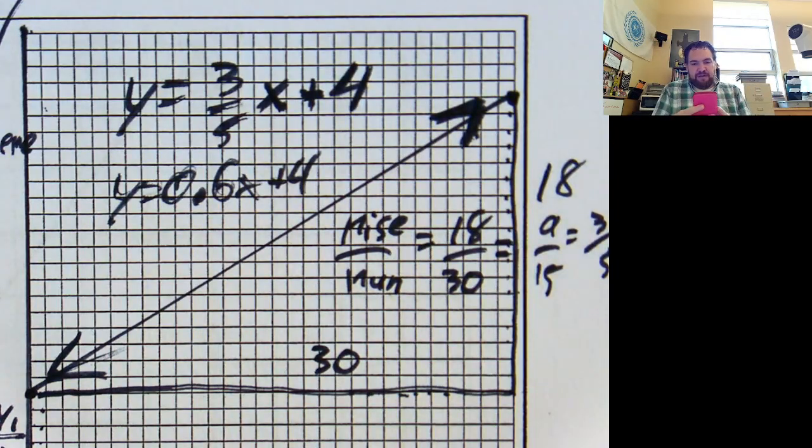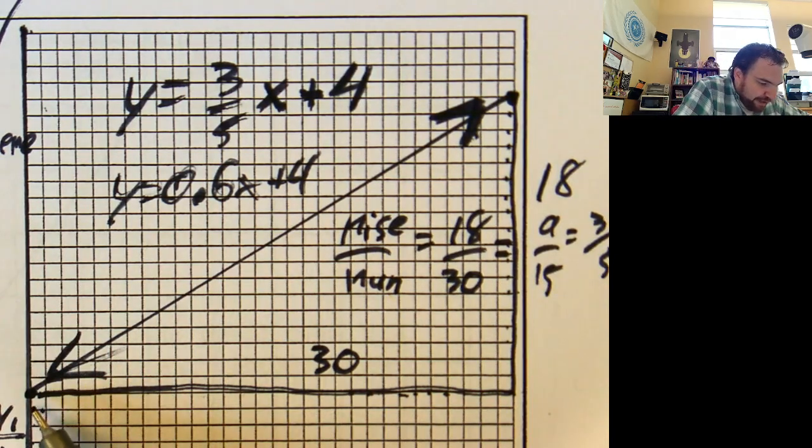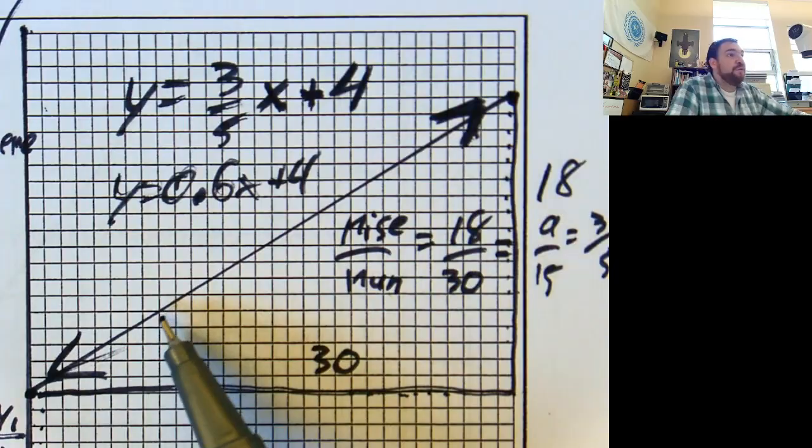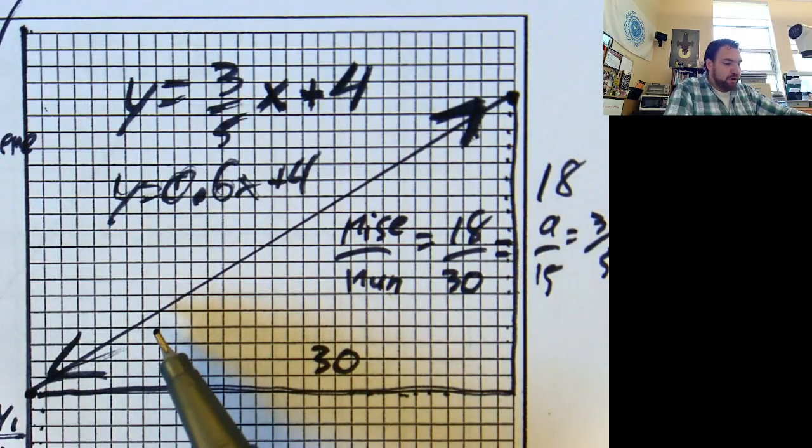8 over 15 is, oh, nope, don't want that. 0.53 repeating. Just because the answer is 0.6 doesn't mean that those aren't valid answers, because what I'm willing to bet is you looked along here and you said, okay, you went along and you found a point you felt went through.